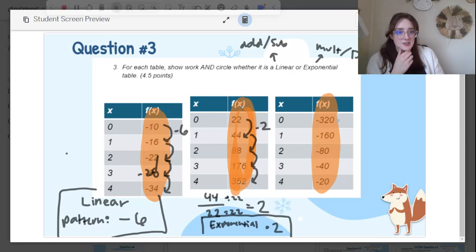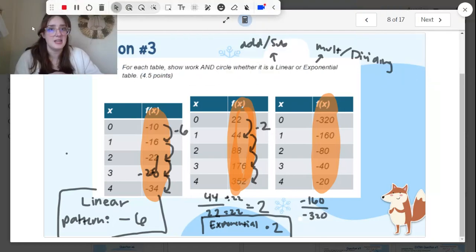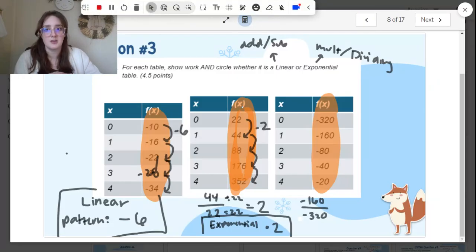All right, so looking at our last one, 320, 160, 80, 40, 20. Looks like it's decreasing pretty rapidly, right? Going from 320 and then within three or four more numbers later, we're at 20. It's decreasing pretty quick. So we're going to do the same strategy. We're going to take the second term in the sequence, 160, divided by the first, negative 320. All right, and then this is where maybe the calculator could come in handy, if it will let me click on the calculator.